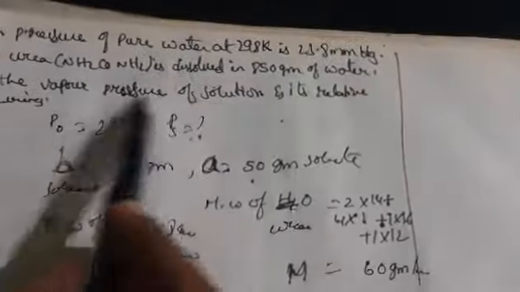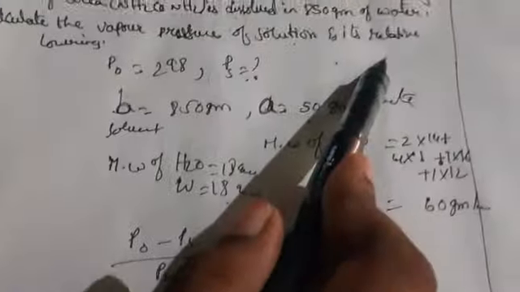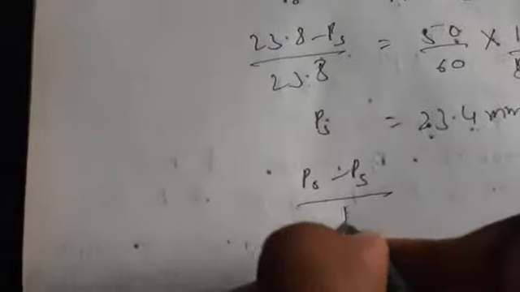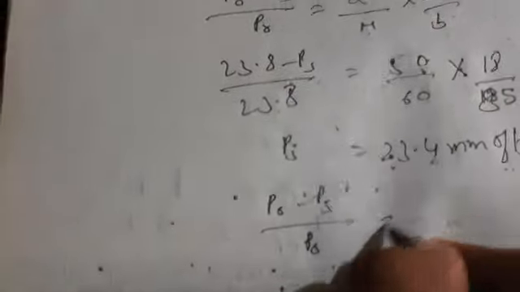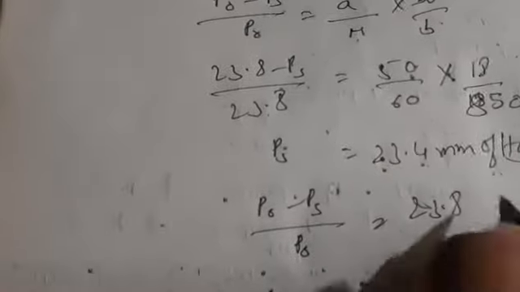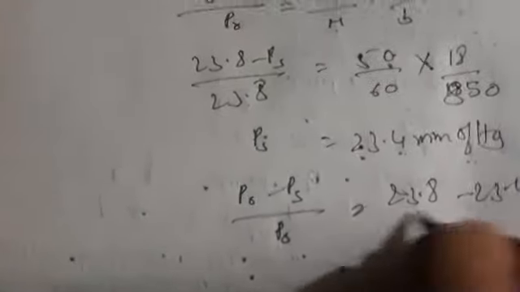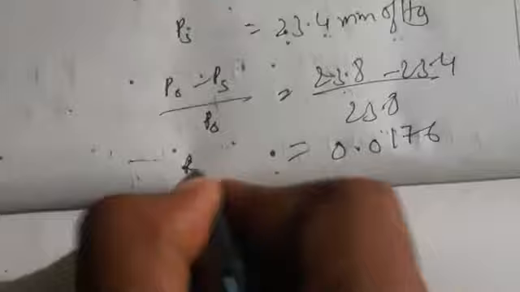What were we told to calculate here? The vapor pressure of the solution, and the relative lowering of vapor pressure also. The relative lowering of vapor pressure is P naught minus PS by P naught. The P naught value is 23.8, so 23.8 minus 23.4 by 23.8. How much do you get? 0.0176. So this is the RLVP, the relative lowering of vapor pressure.